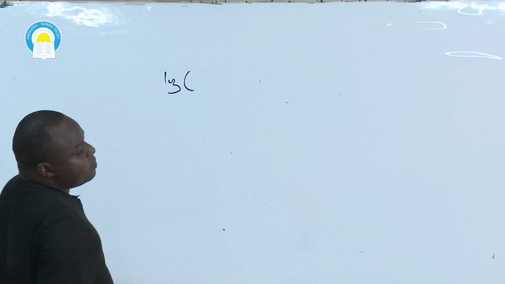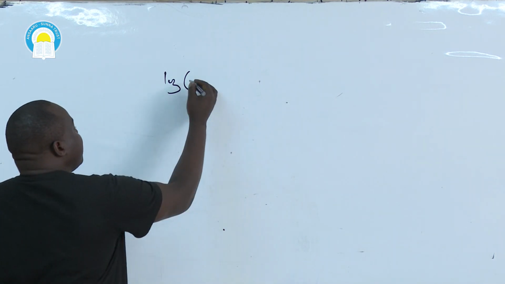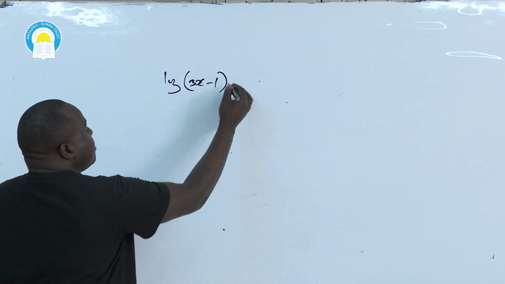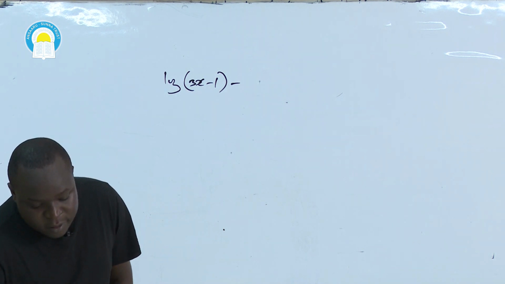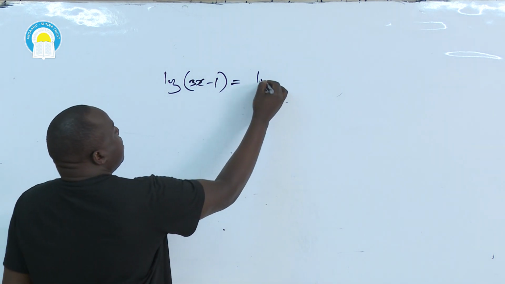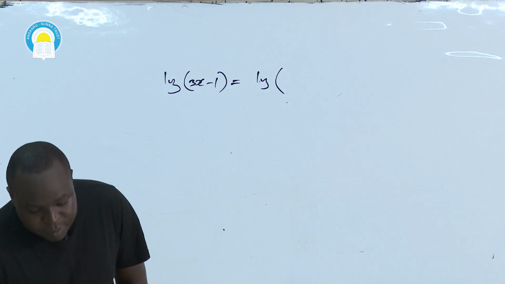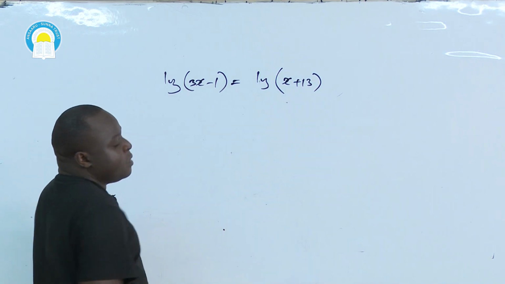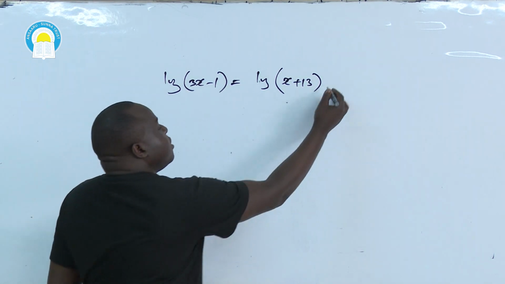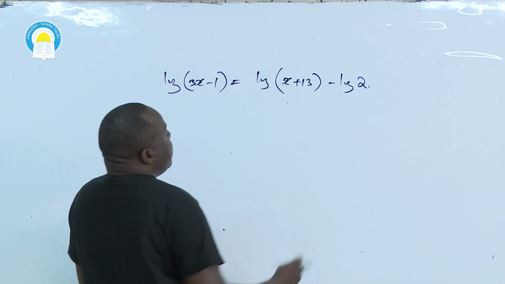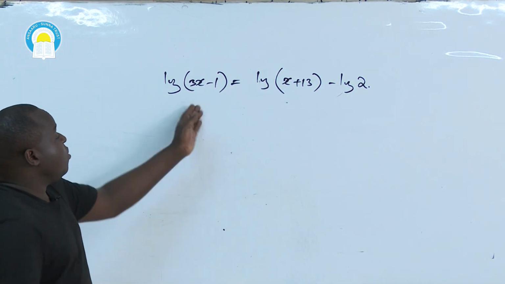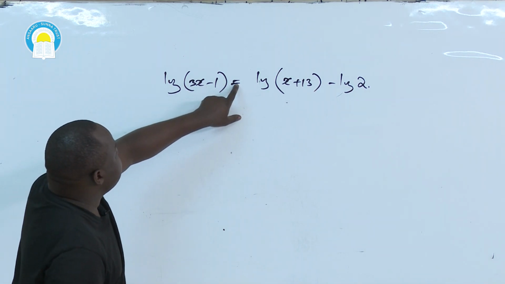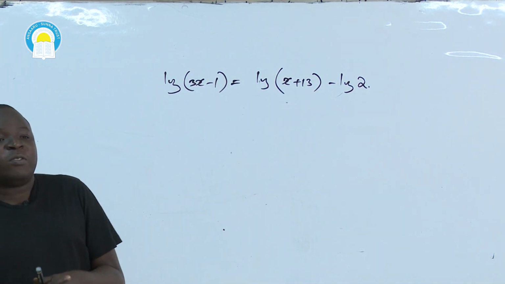Given that log(3x minus 1) minus log(x plus 13) equals log 2. The question is obvious. The obvious question that will be asked from this is find the value of x. There is an equal sign, there is an unknown, so you're supposed to find the value of x.